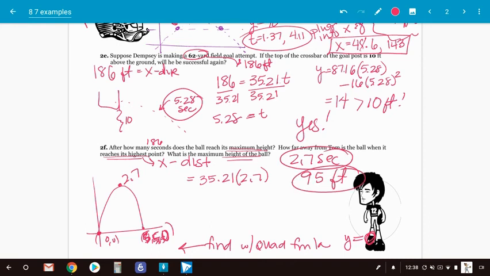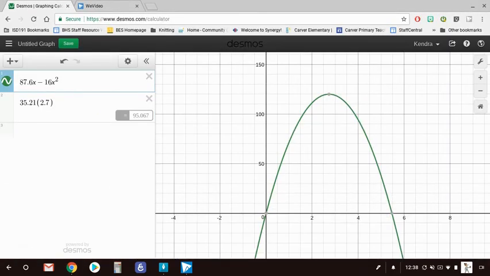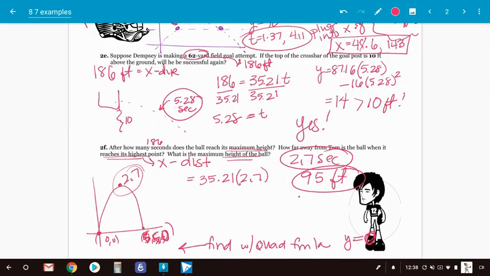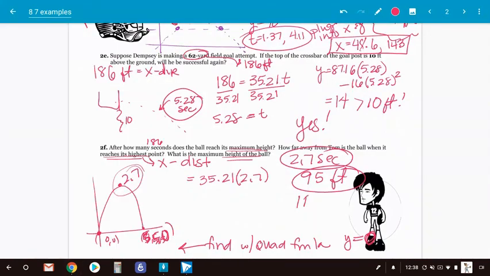And what is the maximum height of the ball? Okay, if I plug 2.7 into my y equation, because I want to know the maximum height, it's actually right on my graph here. 120 feet is my maximum height. Otherwise, you could just plug 2.7 back into your y equation. 120 feet is the max height. Those all just come off your graph.